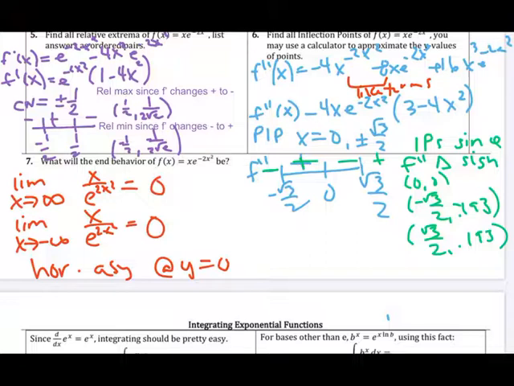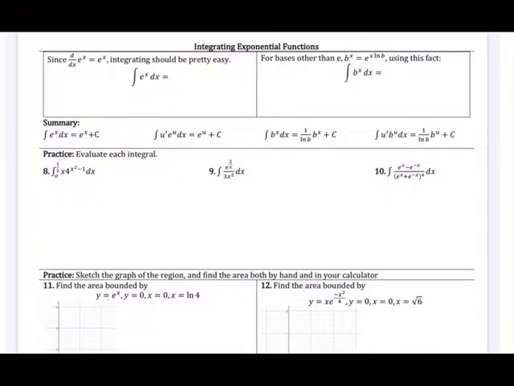So now we're going to look at integration. We talked about differentiation. Now we're going to move over and talk about integration. So thinking about integration as the antiderivative, or the opposite of differentiating, this first one should make complete sense. The integral of e to the x is e to the x plus some arbitrary constant c.